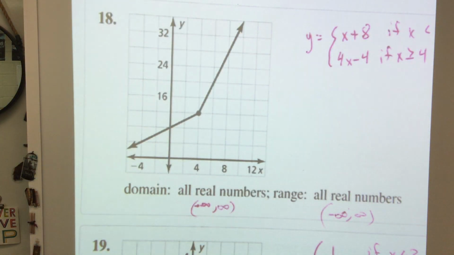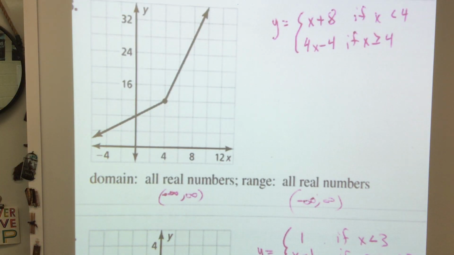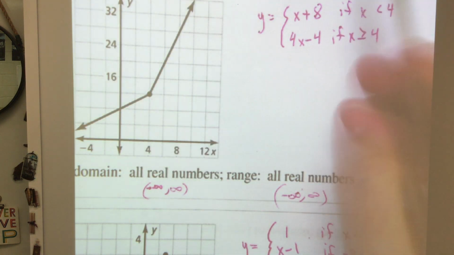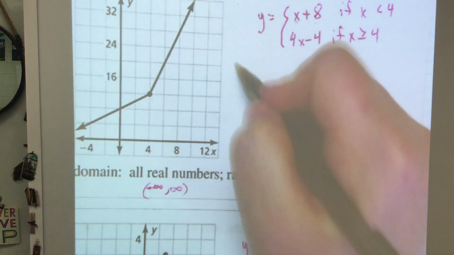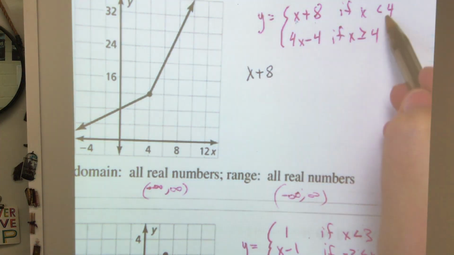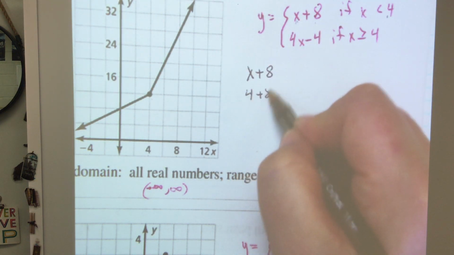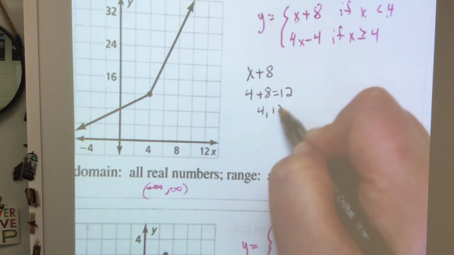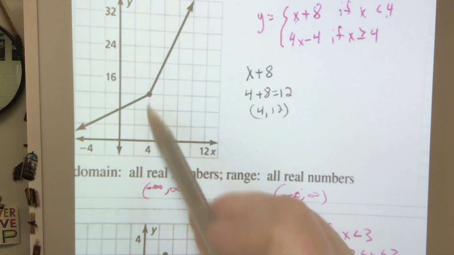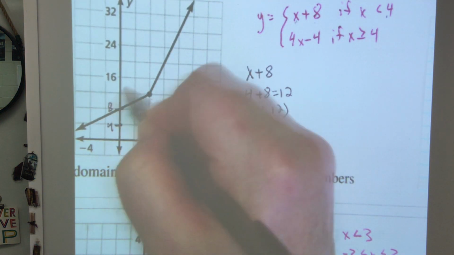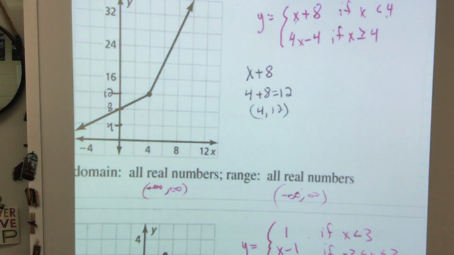Or 3, are there 3? Yeah, 3. So number 18, this one I can just show you too, how they did this by looking at it. So I'm going to take the first equation, x plus 8, and I'm going to plug in 4. So that'd be 4 plus 8, which equals 12. So I had a 4, 12. And that's what they have over here, 4, 12. These go in increments of 4. This one is 4, 8, 12, if I was to fill in all the points.